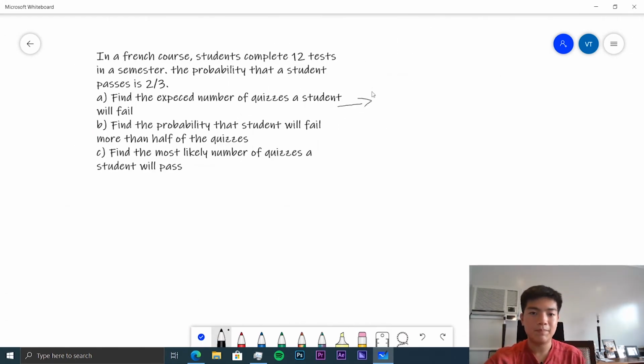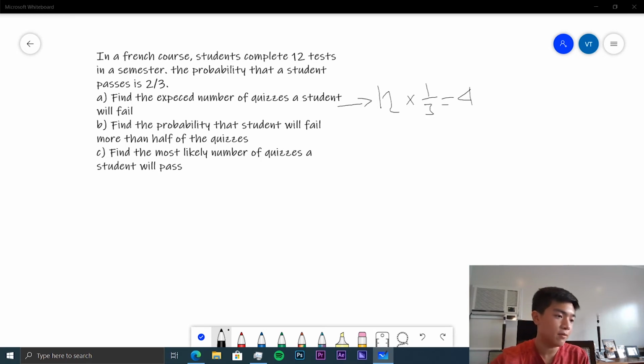So find the expected number of quizzes a student will fail. Well, this is simply 12 times, the chance of success is 2/3, so therefore the chance of failure is 1/3, which is equal to 4. So we expect them to fail 4 quizzes.